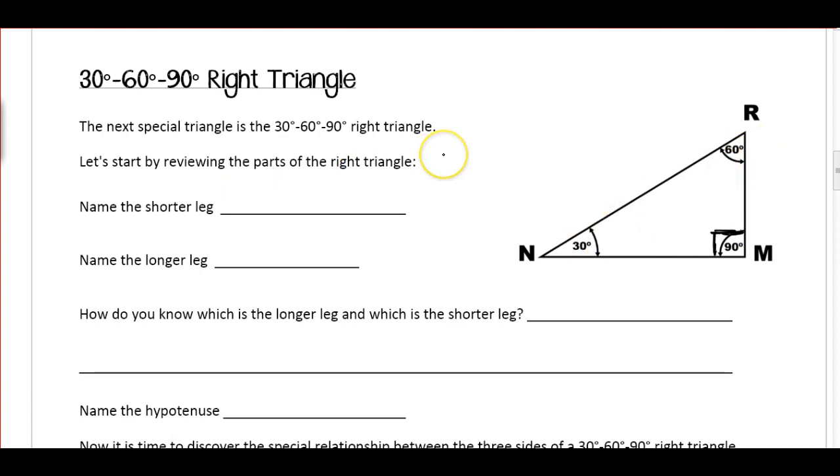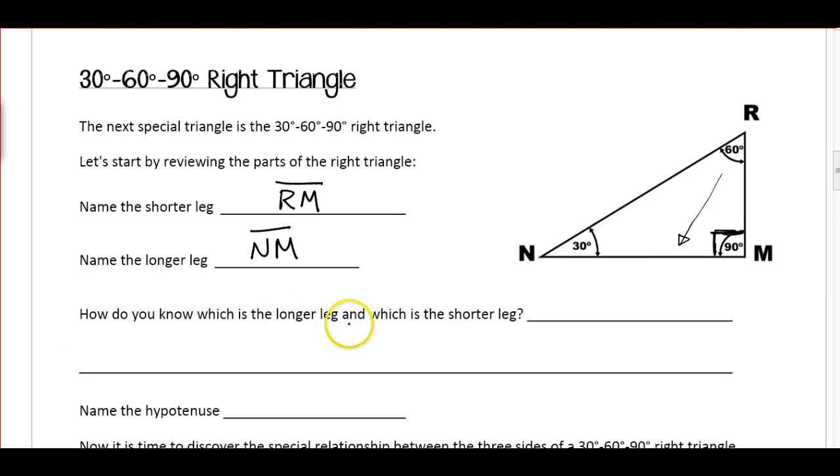Let's review the parts of this triangle again. We know in a triangle that the shortest side is always going to be opposite the smallest angle, and the converse of that is true. The largest side will be opposite the largest angle. Since this is my 30-degree angle, which is the smallest angle, we know that side RM is going to be the smallest leg. And then the longer leg would be opposite the 60, so across the triangle over there. So that's going to be NM. And that would leave RN as the hypotenuse.